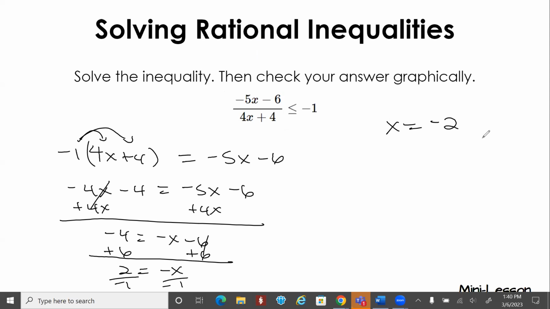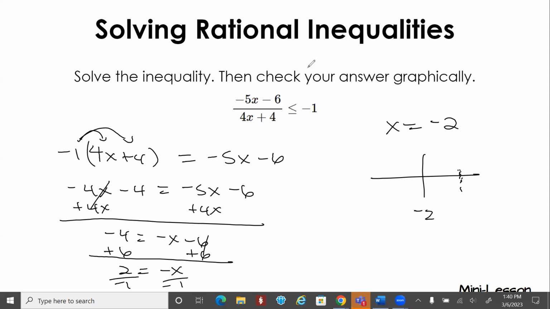Once we get here, remember, this is an inequality. It's not an equation. So what's going to happen is when you have a number that you solved for, what you want to do is pick numbers that are below it and above it. So what's a number that's above -2? Doesn't matter, right? Let's plug in 1 just because that's going to make it a little easier to plug in.